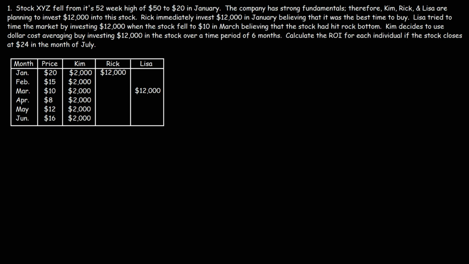The table describes the prices of the stock each month and how much each individual put into the stock that month. Now, Kim decides to use dollar cost averaging by investing $12,000 in the stock over a time period of 6 months. Calculate the ROI, or the return on investment, for each individual if the stock closes at $24 in the month of July.